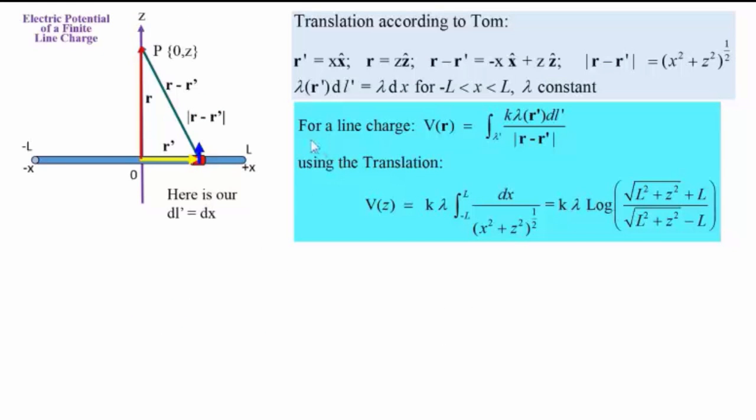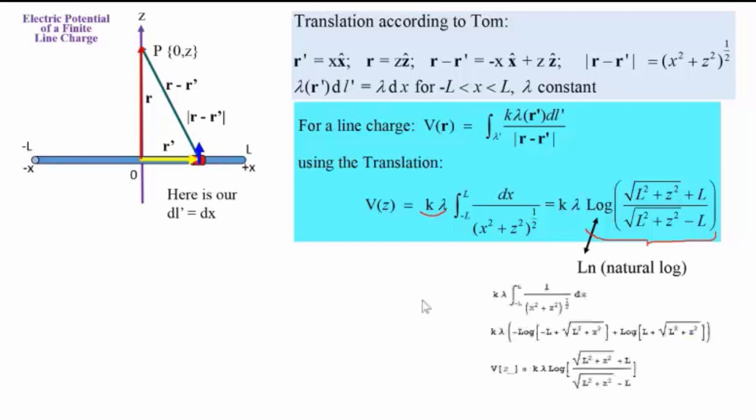Here's our integral, and so we want to put the translation values into the integral. Lambda is a constant, so k lambda comes outside. We've determined what r minus r prime magnitude is, and here's our dx to go with the lambda to give us our dq. If you integrate this, you end up with this expression right here. So it's a ratio of this square root factor here plus L, this square root minus L.